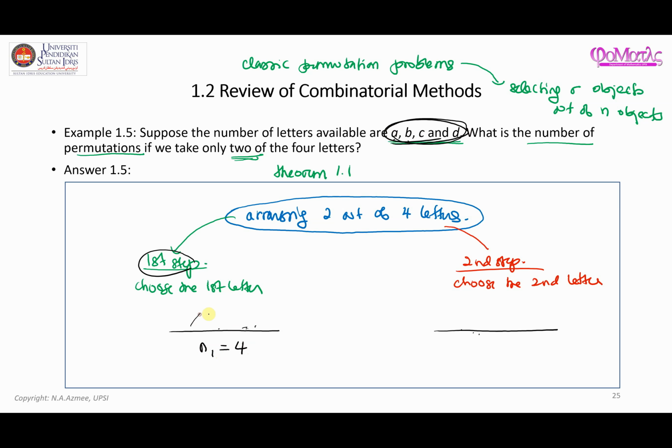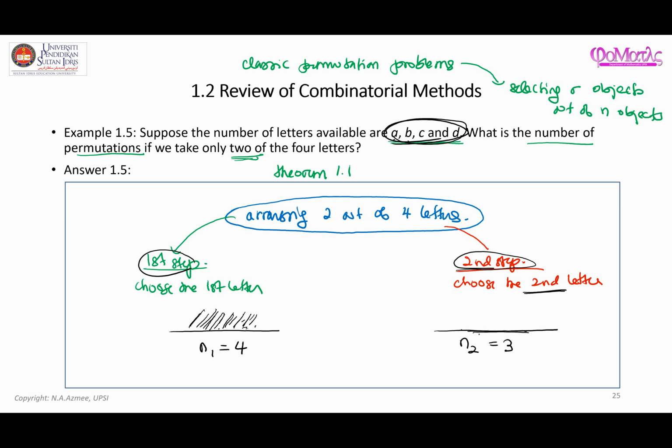Now once you have filled out this space and you want to choose the second letter, the number of choices that you have on this second step or second stage here is going to be reduced to 3 possible options, because this one has already been filled up with 1 alphabet. So here we only have 3 alphabets to choose from.